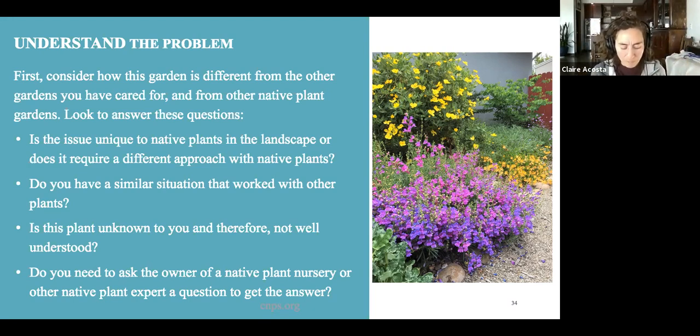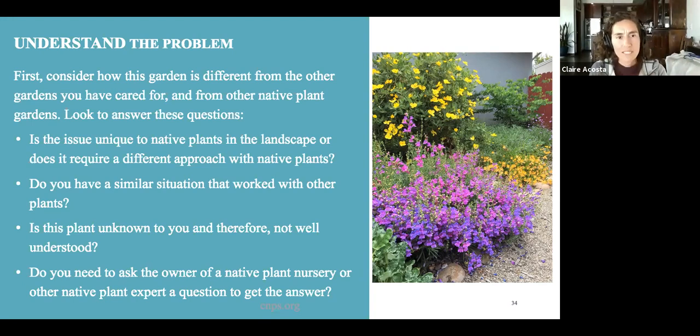Something like, for example, summer deciduous plants, plants that lose their leaves in the summer, or drought deciduous plants, like maybe an Encelia californica. That might just be a native plant adaptation that's happening and not necessarily a problem in your garden. You know what I mean?